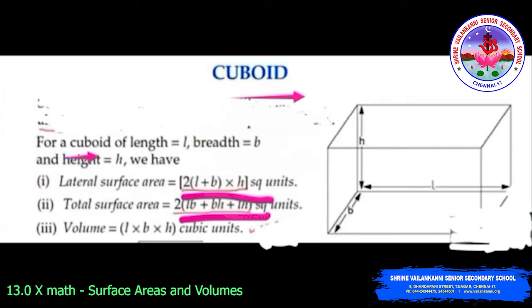Cuboid. For a cuboid of length l, breadth b and height h, the lateral surface area of a cuboid is equal to 2(l + b)h square units. Total surface area is equal to 2(lb + bh + lh) square units, whereas volume is equal to l × b × h cubic units.